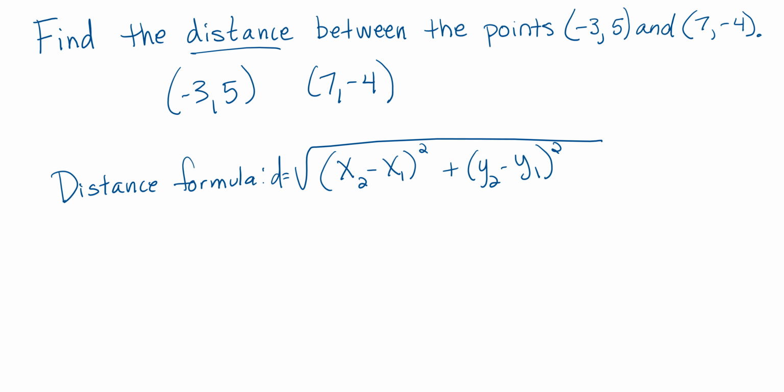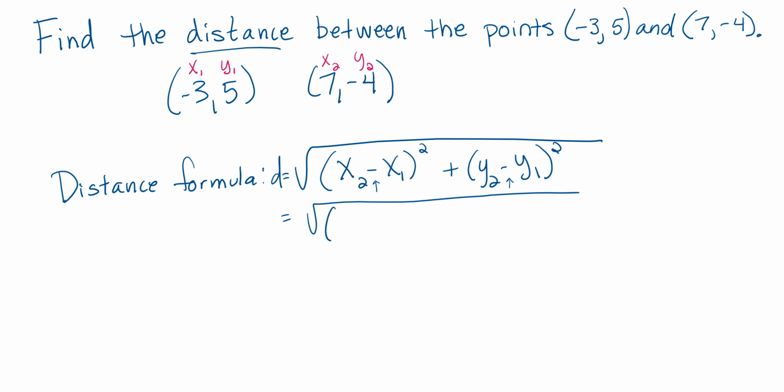Okay, so in order to use this formula, we need to label these points. Let's do that. So this will be x1 and y1, and this is our second point, so this will be x2 and y2. Let's use this information to plug into our formula. Now be very careful when you're plugging in to make sure that if there is a number that is negative, that you're putting parentheses around that, especially with these negative signs hanging out here.